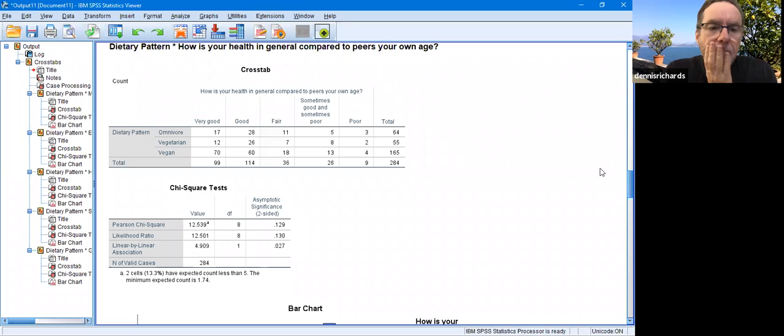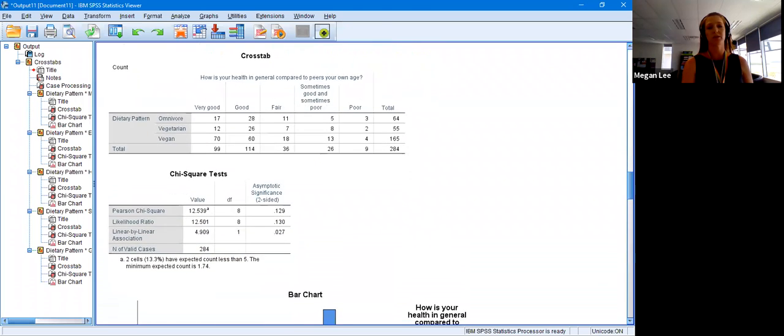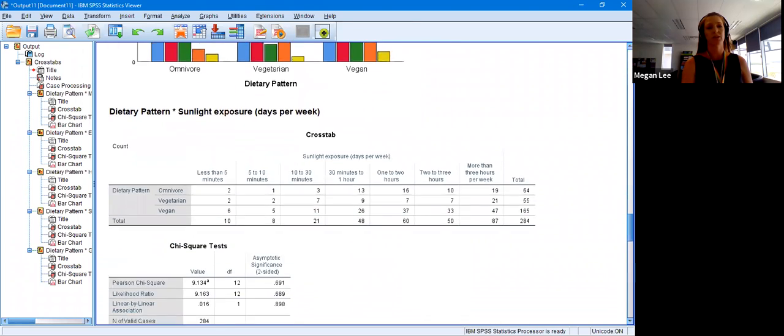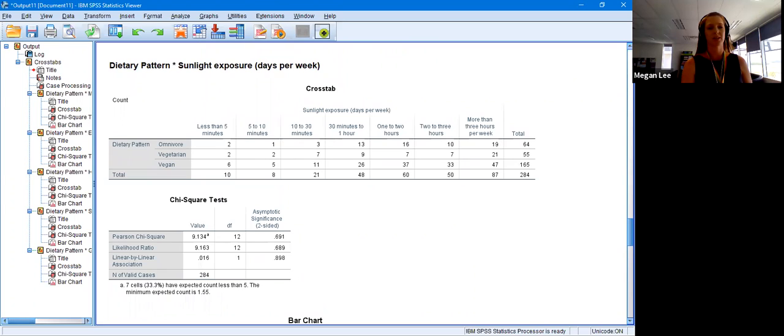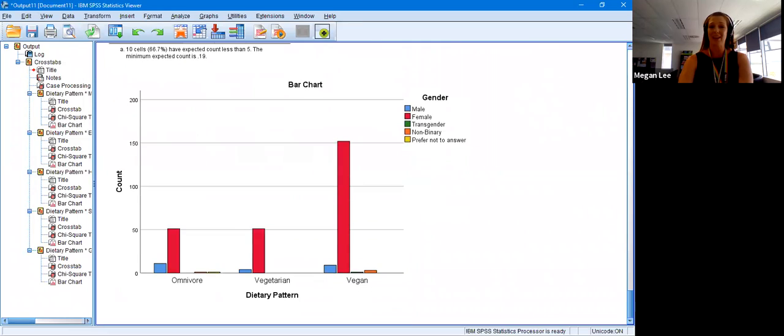Interesting, huh? So health compared to peers of your own age is also not significant. So that's one of the ones we would exclude. What about sunlight exposure? Let's have a look at it. Also not significant. So all these categorical variables are not worth putting into the model, basically. Which makes it easier, because that means only our continuous data are in the model, which means we could use a regression, which is only continuous data, which is what we're going to do next week.